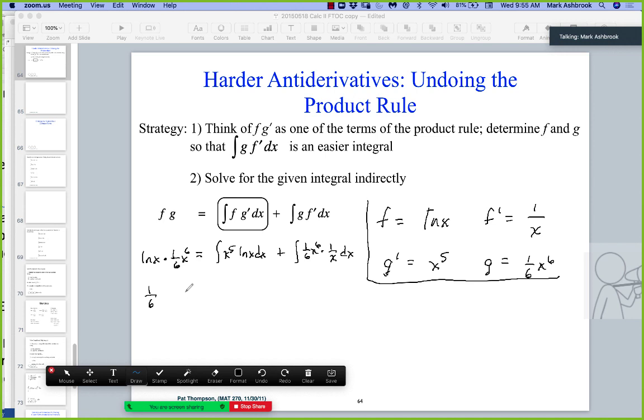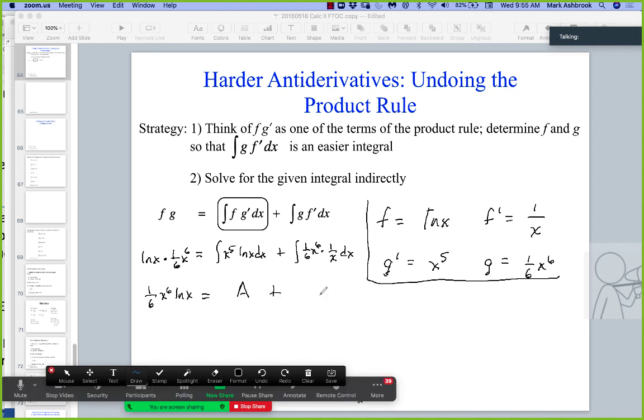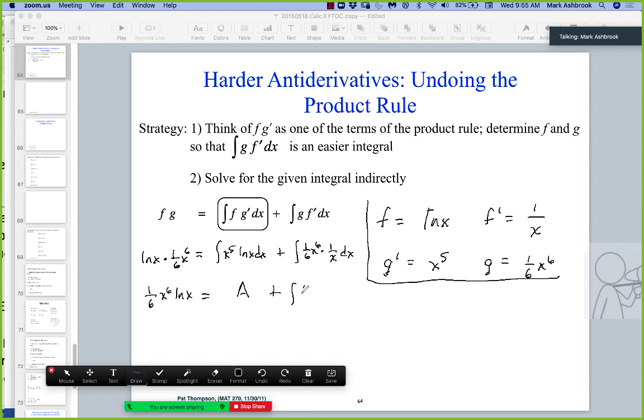What do we think? So I got x to the 6th over x. What can I do with that? What can I do with x to the 6th over x? Simplify it. Yeah, x to the 6th divided by x is x to the 5th.